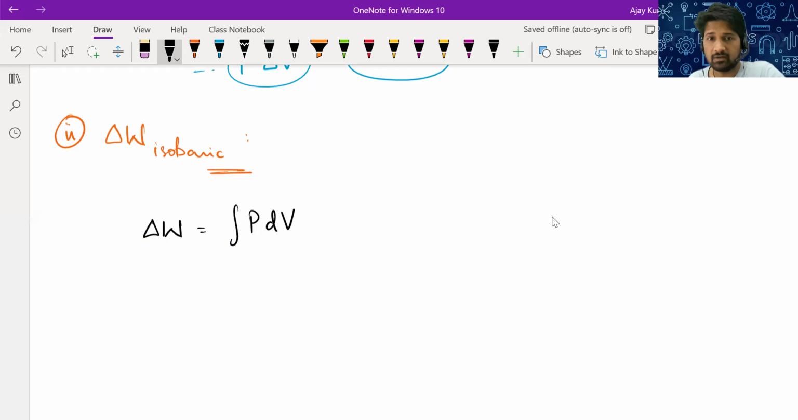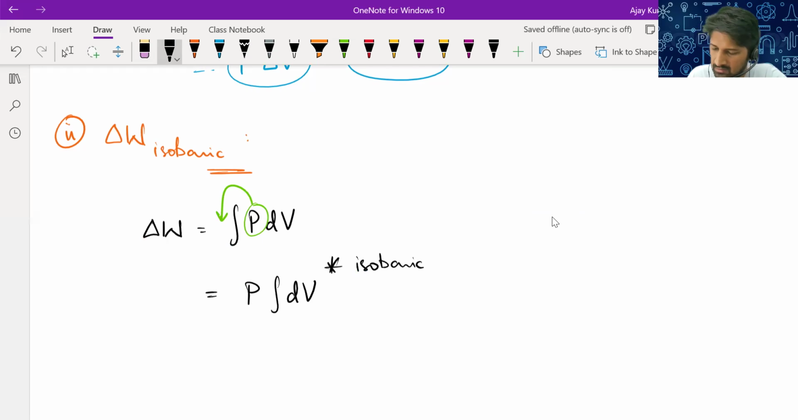Okay. Now, what kind of process are we talking about? Isobaric process. In an isobaric process, pressure is constant, so you can put it outside the integral. Then it changes to P integral dV. So this step is valid only for isobaric process. This is the general formula.